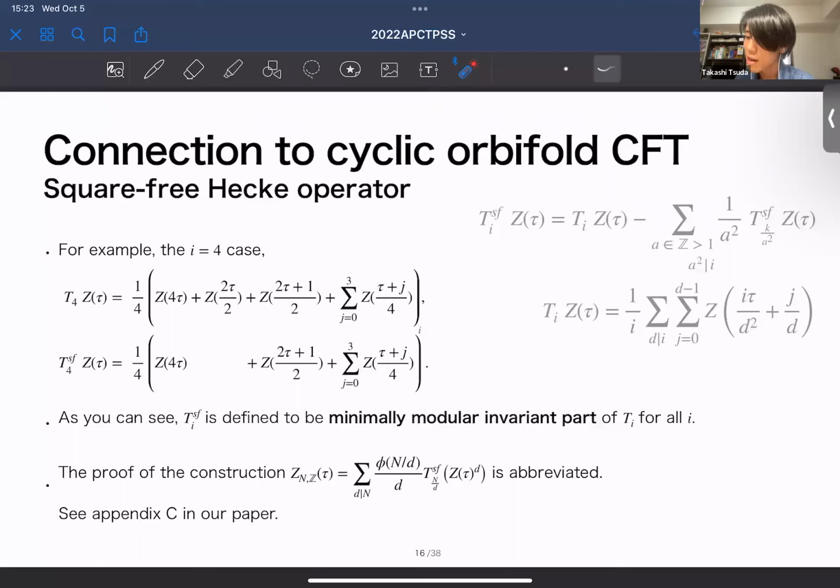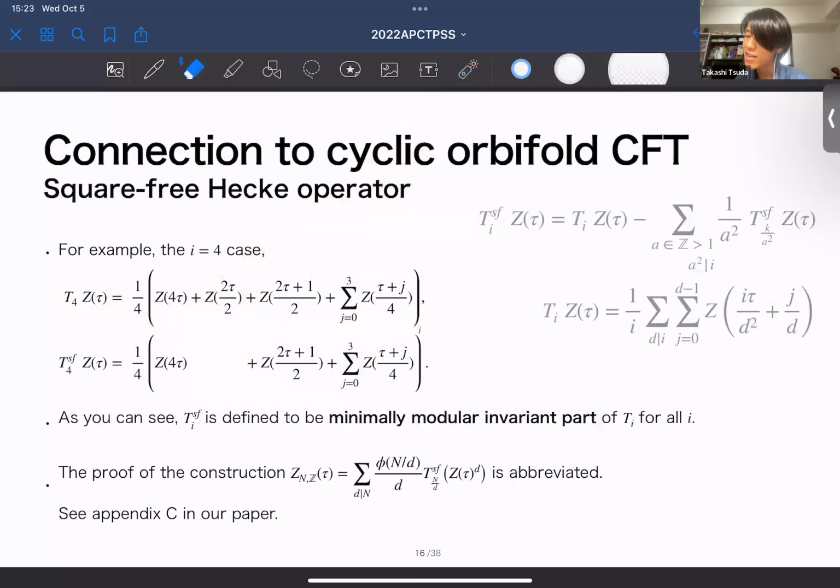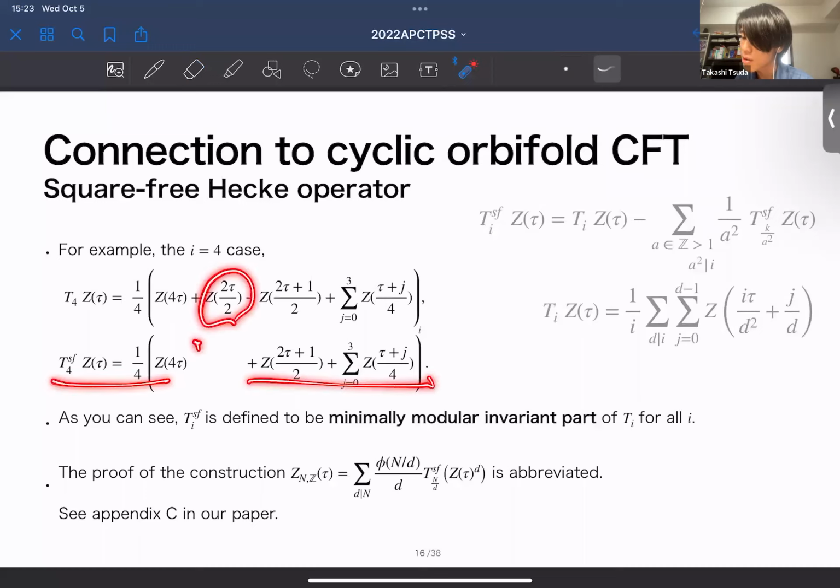And yes, we have to check the normal Hecke operator T4 has 4 terms, not 4, 7 terms like this, and this term is equal to the normal partition function zeta, and this is modular invariant itself. So the square-free Hecke operator eliminates such modular invariant parts, and we define this like this, eliminating this part. This is the example for the i equals 4 case, but this square-free Hecke operator is defined to be the minimally modular invariant part of Ti for all i.